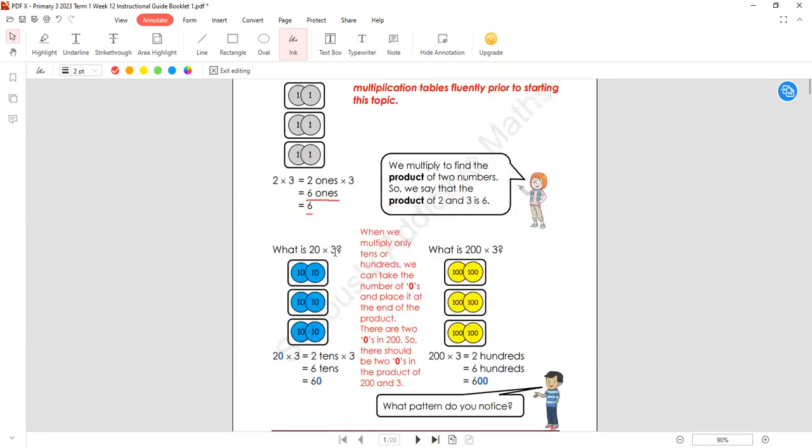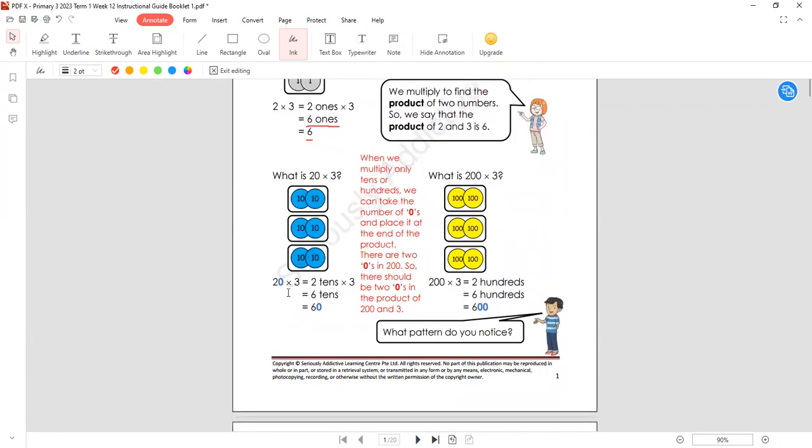Now what about 20 times 3? Ask them, and refresh the idea. 20 is the same as 2 tens. Remember, the 0 stands for tens. So 2 tens times 3 equals 6 tens. We just put the tens place value aside, and 6 tens equals 60.